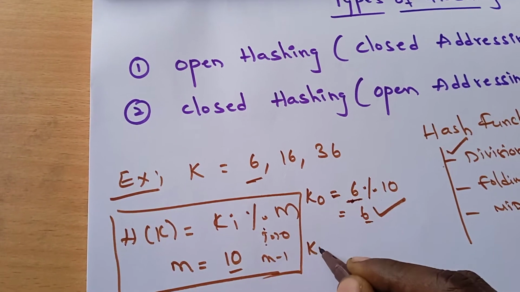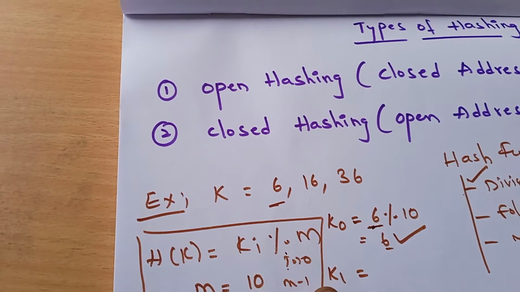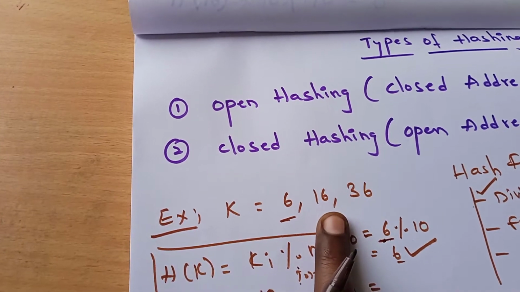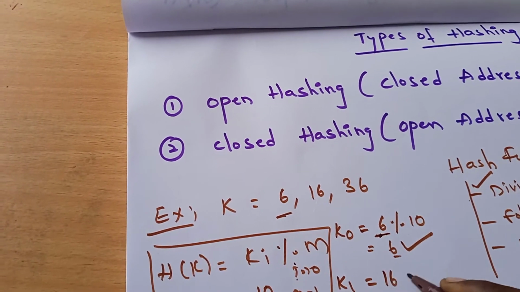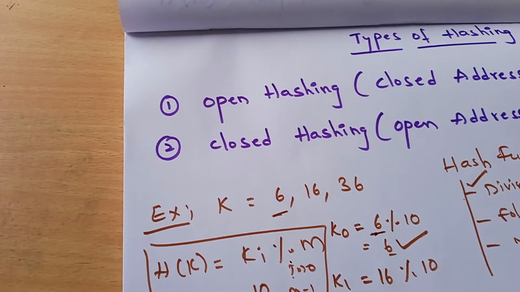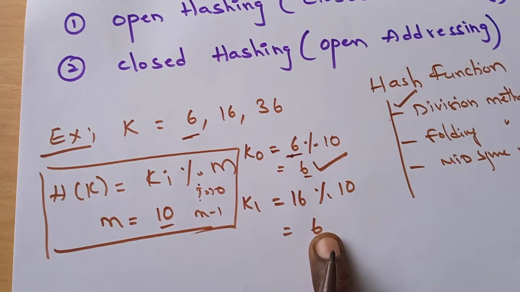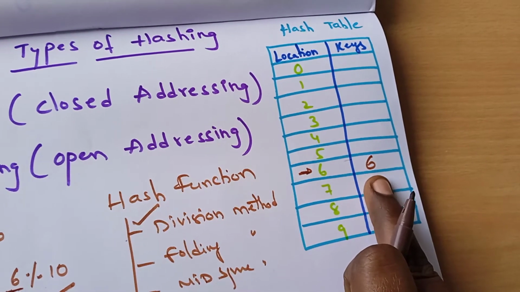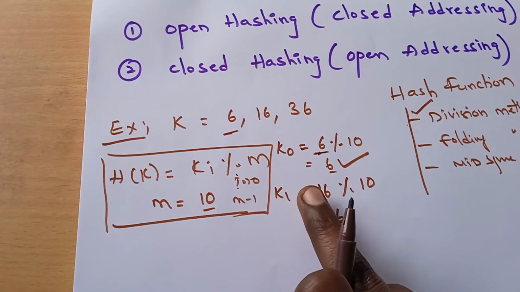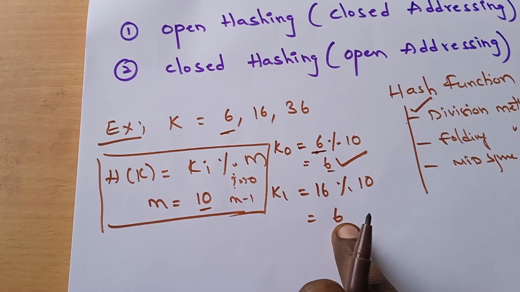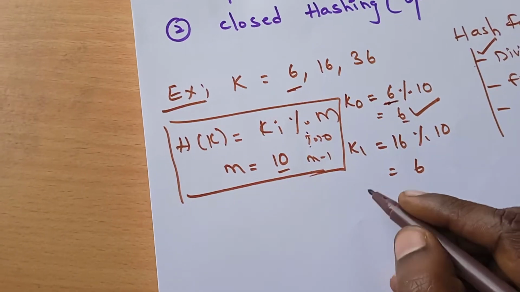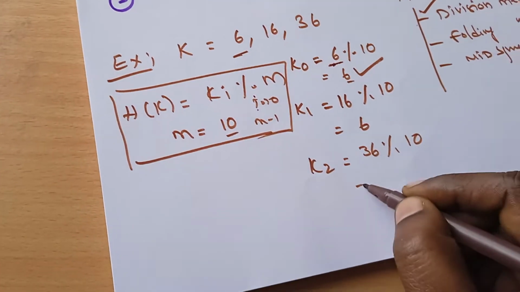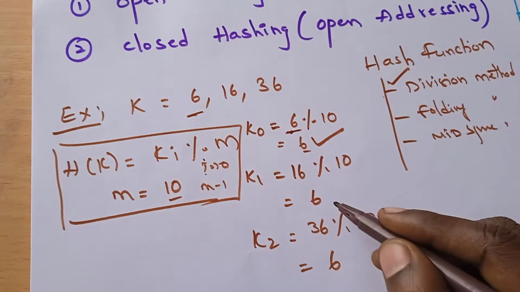And the next, k1. What is my k1? K is my key and this is the first key. The 0th key is 6, and 16 is my first key, k1. Now 16 % 10, the remainder will again be 6. Now come to your hash table. Already 6 is placed here. So again the second input is also occupying the 6th location. Now let's see k2. K2 is equal to 36 % 10. The answer will be 6.